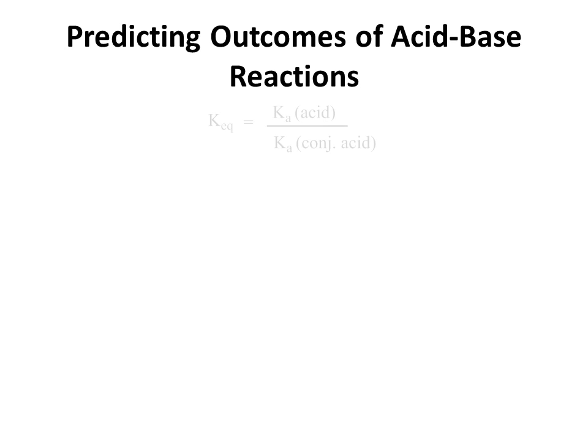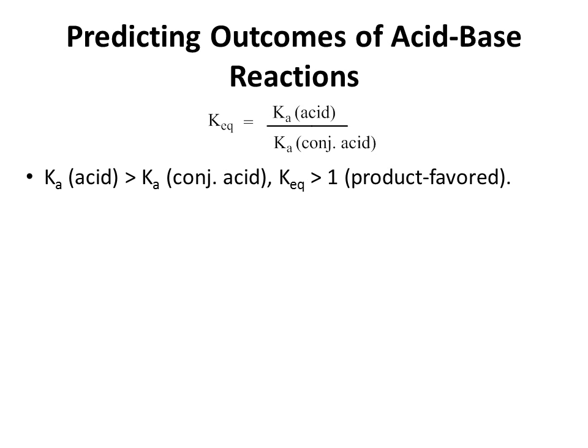Alright, so now we've learned that Keq is equal to the Ka of the acid divided by the Ka of the conjugate acid, and we're going to use that to be able to predict whether the reactions are going to be successful. So, given that expression, that would mean that when the numerator, Ka of the acid, is greater than the denominator, the Ka of the conjugate acid, that means the Keq is greater than 1 and is product favored.